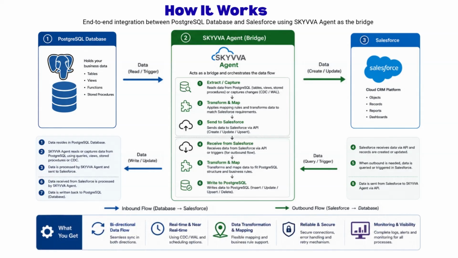With SKYVVA Agent, you get a complete and reliable integration solution between PostgreSQL and Salesforce. It supports bidirectional data flow, enabling seamless synchronization in both directions, while providing real-time and near real-time integration through scheduled jobs and change data capture, CDC. The agent performs data transformation and field mapping to ensure compatibility between both systems, delivers secure and reliable data transfer with built-in validation and error handling, and offers comprehensive monitoring and logging for complete visibility into the integration process.